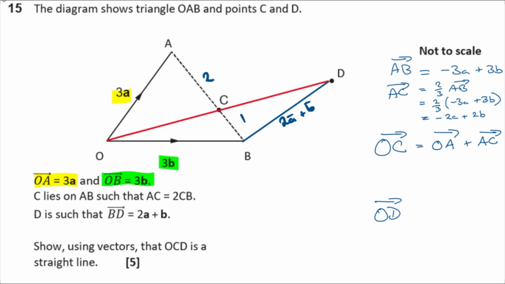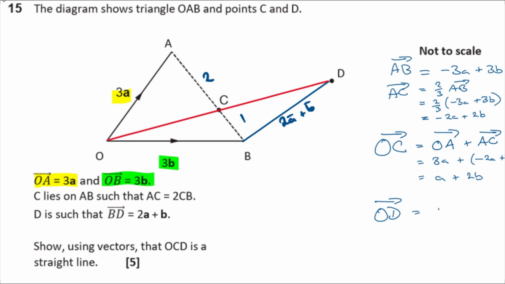So now I can work out O to C. O to C then is going to be O to A, which is 3A, plus A to C, which is minus 2A plus 2B, which comes out to be A plus 2B. Okay, that's great. So now I've got O to C. All I need to do is now find O to D as well.